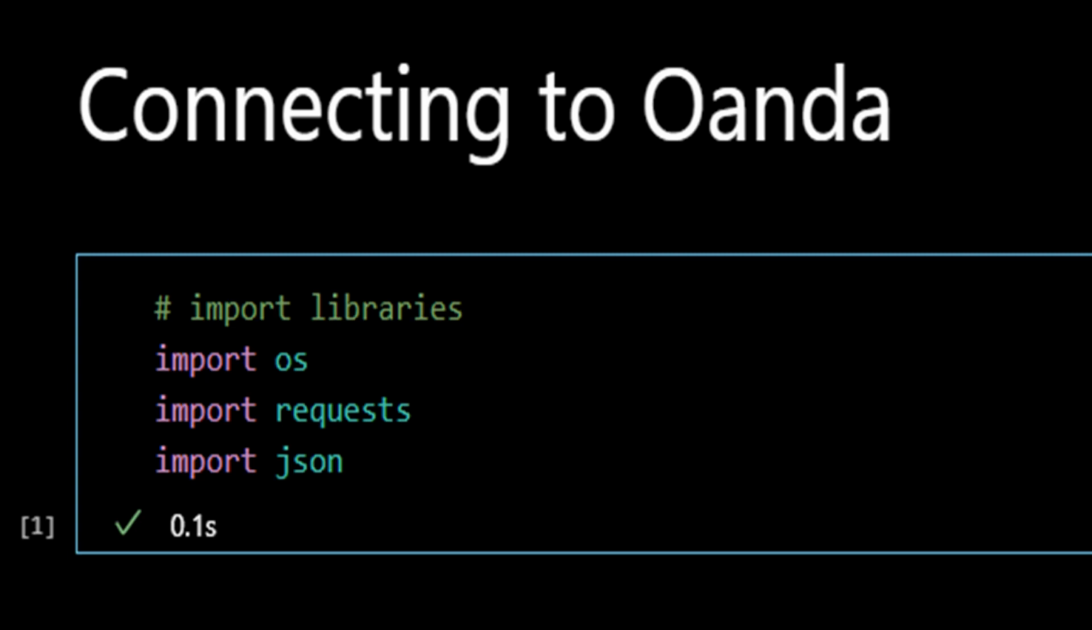The requests library simplifies making HTTP requests, enabling us to interact with OANDA's API for trading actions and data retrieval. Finally, the JSON library is vital for handling JSON data, facilitating the parsing of API responses and formatting requests, ensuring smooth data exchange with OANDA's web services. These libraries are foundational for developing efficient trading strategies and interacting with web APIs.